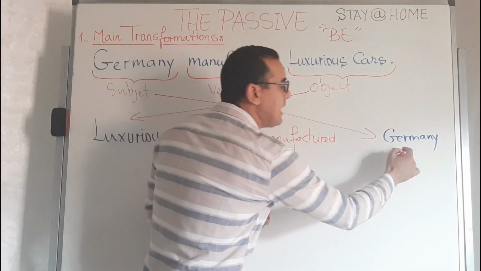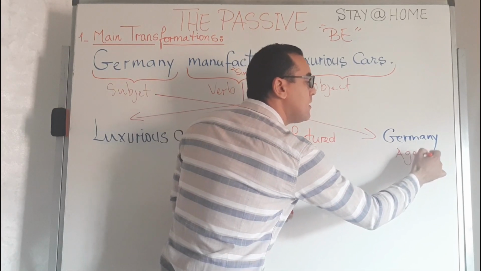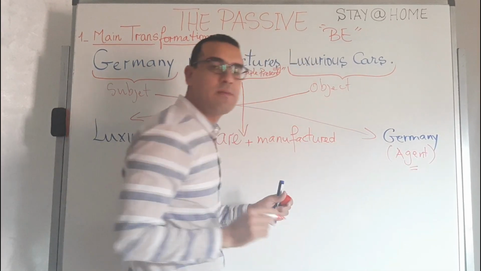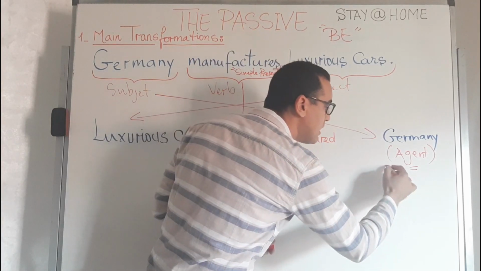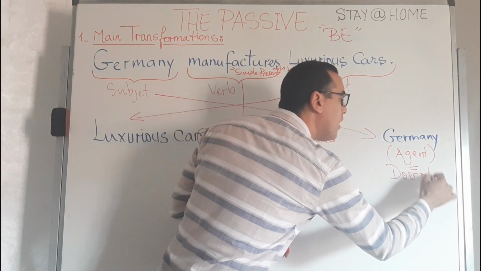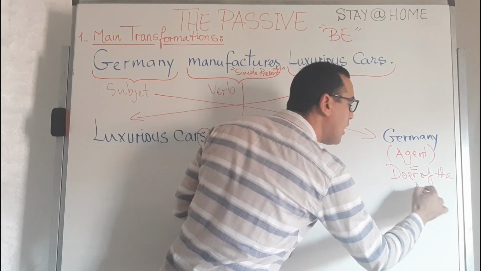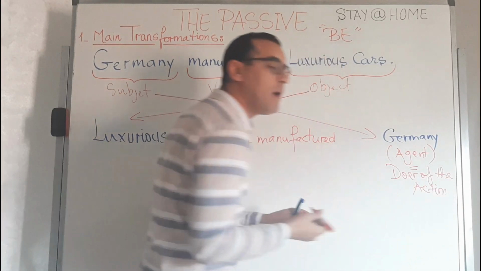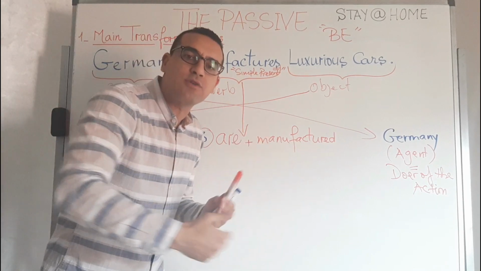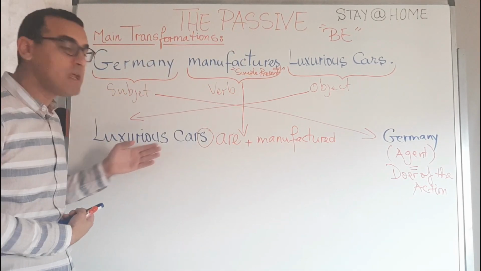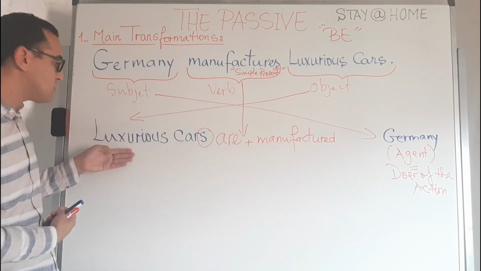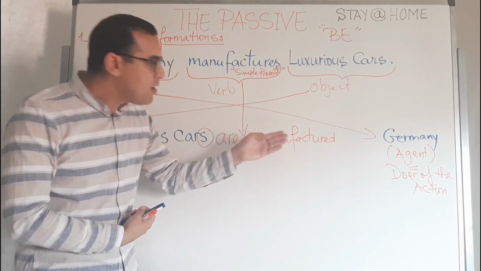Here we have Germany. Germany is called the agent. The agent in the passive form simply means the one who does the action. Hence we call it the doer of the action. The one who is responsible for doing or performing the action that we have in the sentence here, which is producing and manufacturing cars. So luxurious cars are manufactured.